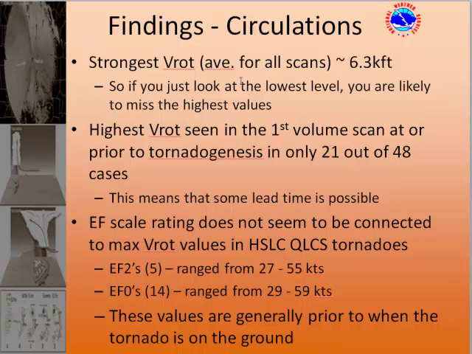How often was it in the first volume scan at or prior to tornado genesis? Really less than 50% of the time. What that means is that if the highest value is not right when the tornado occurs and it's before then, maybe we can put together enough information to say when we see this value, we should issue tornado warnings, and the probability of getting one is, hopefully, relatively high.